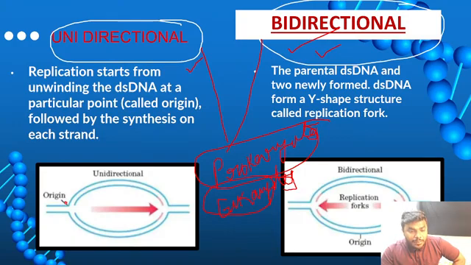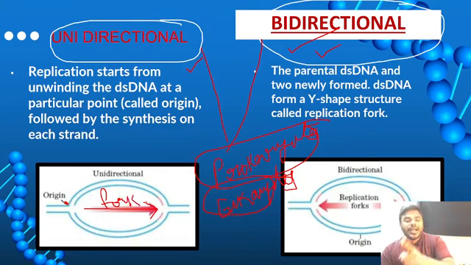Unidirectional means, suppose for example, friends, this is the origin. From this origin, the strand is moving in only one direction. I mean to say the replication fork is moving in only one direction. That is what you call unidirectional.